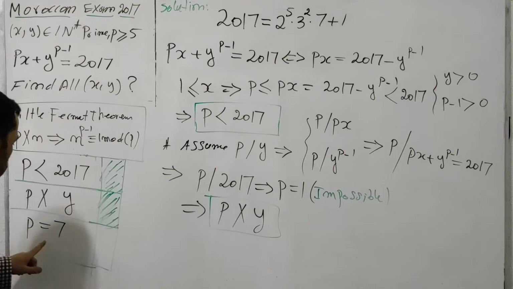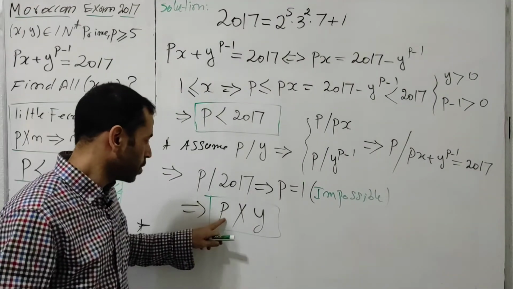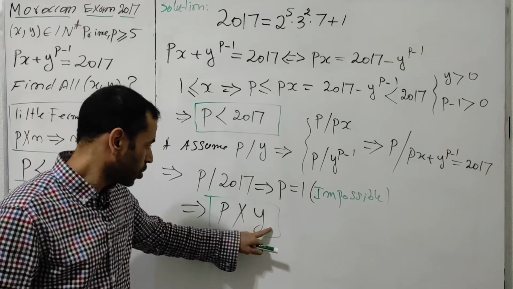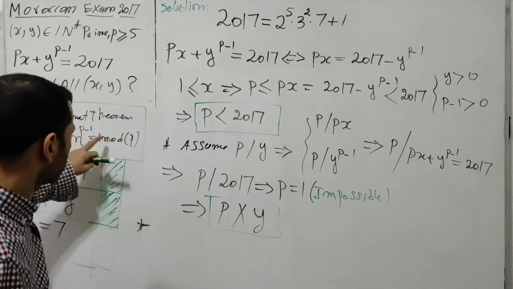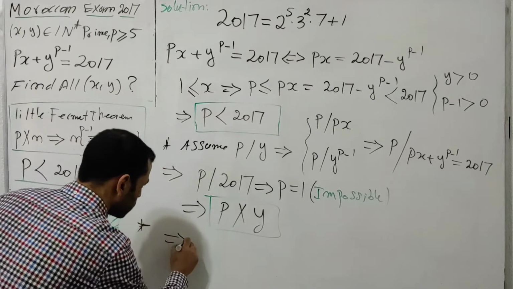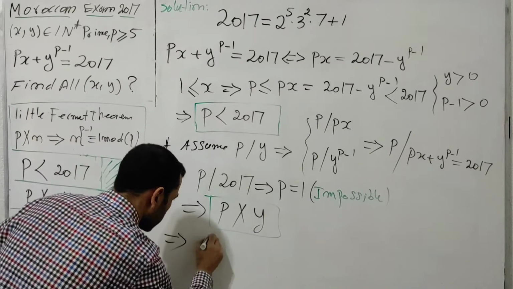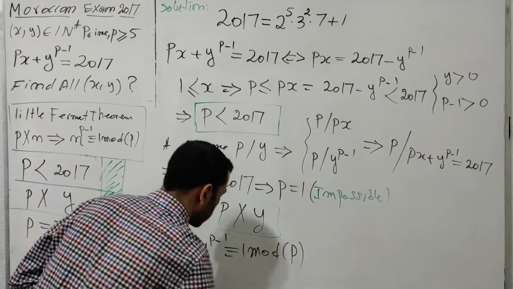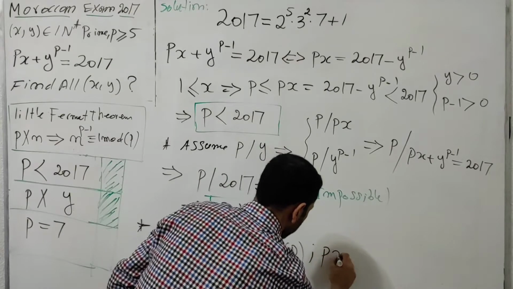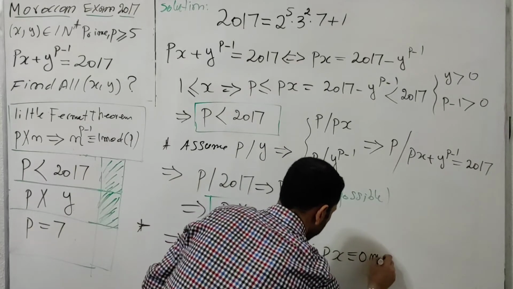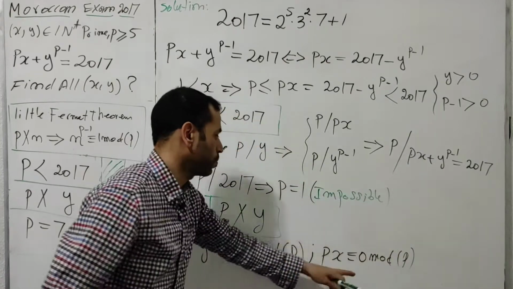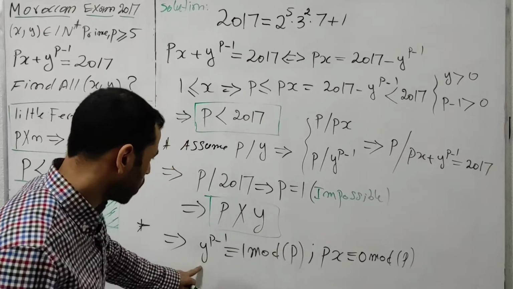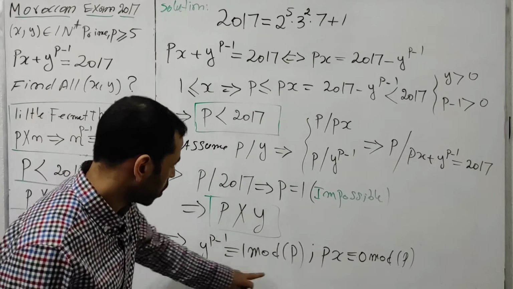Let's move on to prove p equals 7. Since p does not divide y, with p as a prime and y as an integer, according to the little theorem, this implies y to the p minus 1 is congruent to 1 mod p. Furthermore, we have p multiplied by x is congruent to 0 mod p, because p is dividing px. Then I'm going to add this one and this one.